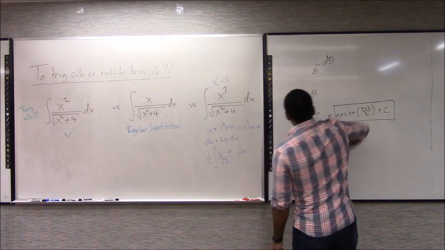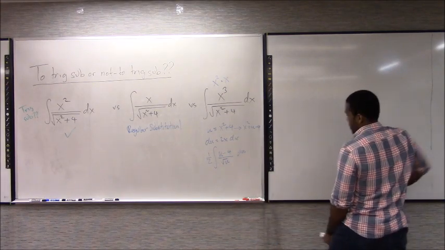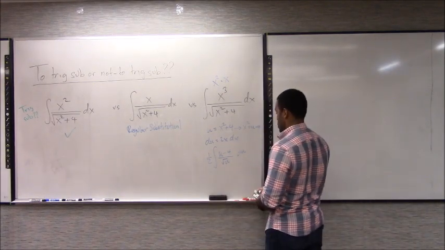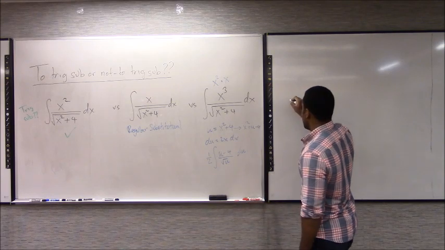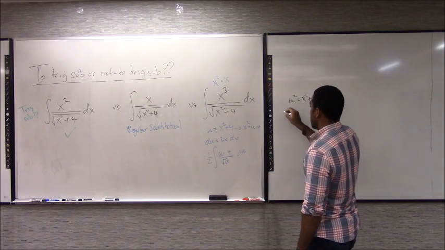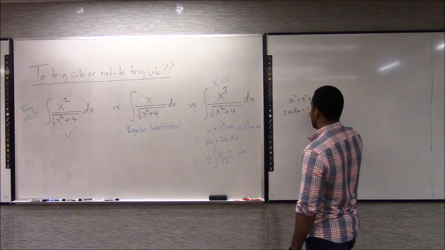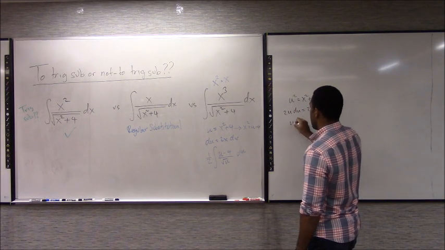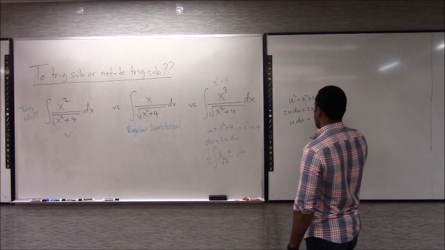Probably a little bit nicer way to have done that with a regular substitution is to do something like u squared equals x squared plus 4. Then you'd have 2u du equals 2x dx. You'd have u du equals x dx.